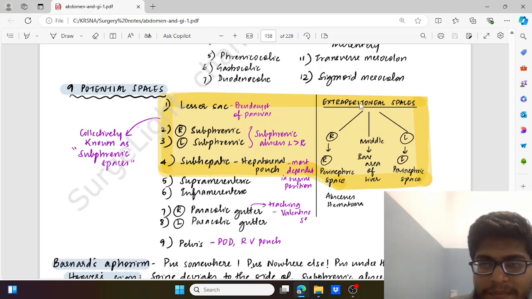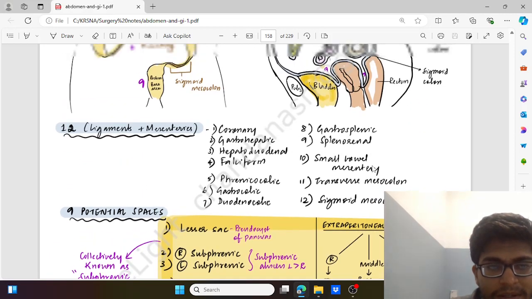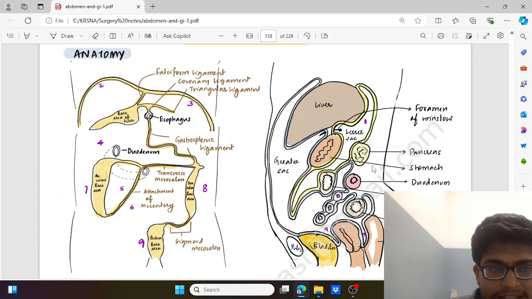The extraperitoneal spaces around the liver: on the right side we have the right perinephric space, on the left side we have the left perinephric space, and in the middle we have the bare area of the liver, where there is a chance of abscess or hematoma formation. So we'll see them in the diagram.